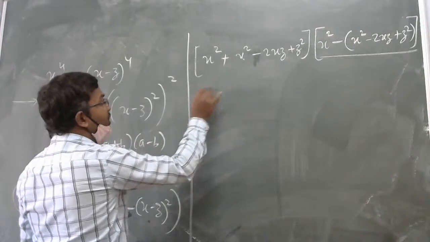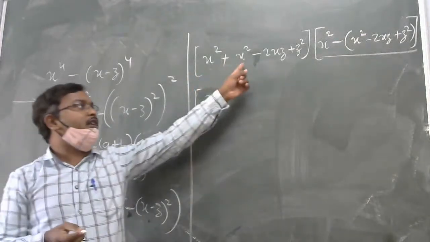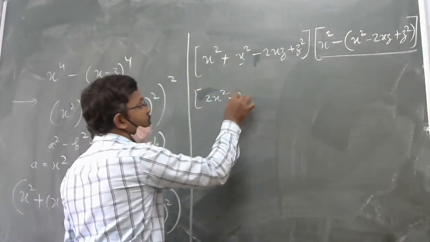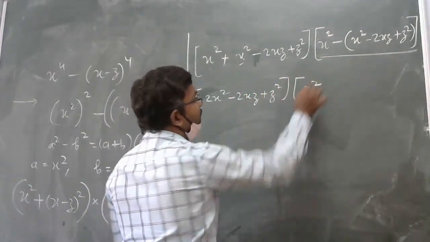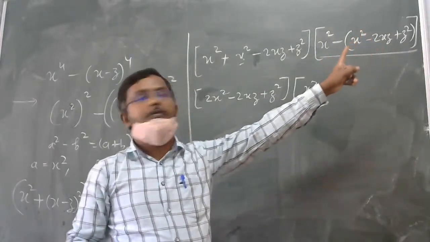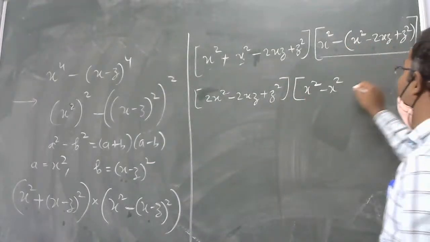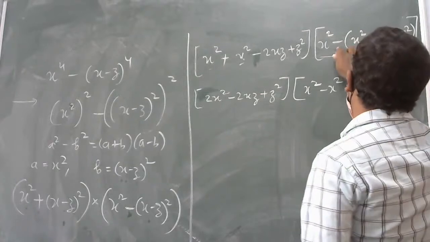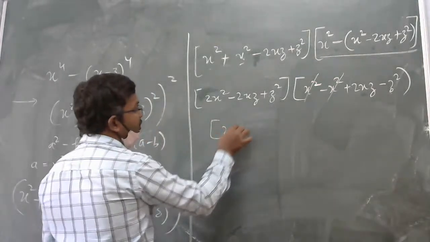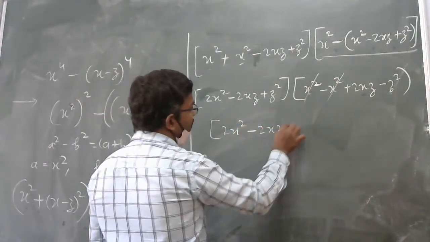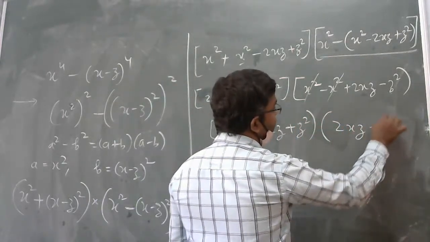X square plus x square, you will get 2x square here. So these two are like 2x square minus 2xz plus z square, and here x square is negative. When you are multiplying inside, it will become minus into x square, you will get minus x square, minus into minus 2xz, it will become plus 2xz, minus z square. So this will get cancelled. So what is the answer? (2x square minus 2xz plus z square) multiplied by (2xz minus z square).